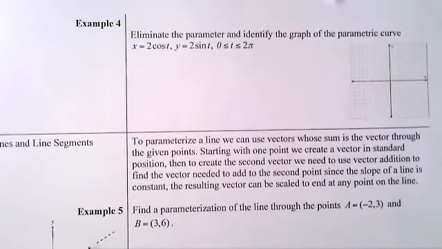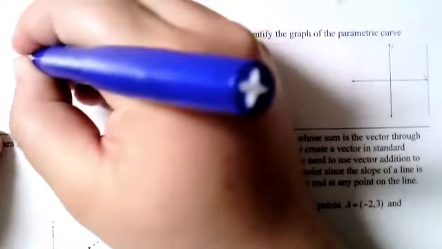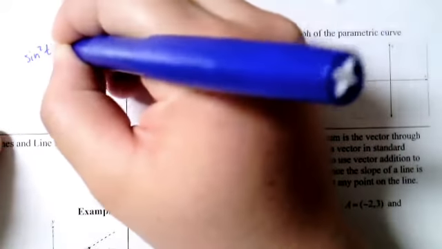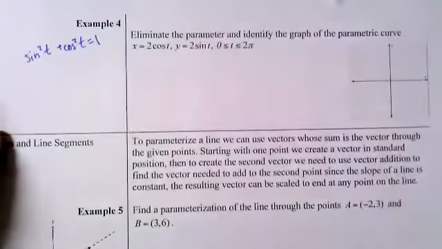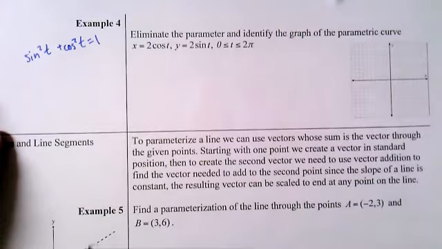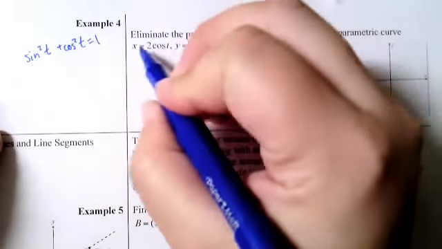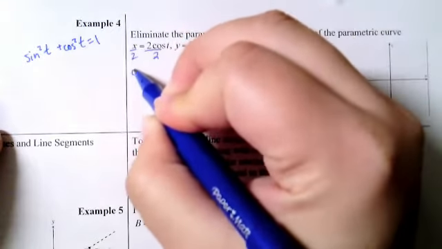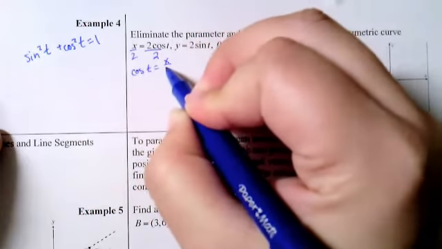On the next page, example 4, we're doing the same thing, except this time our parameters are in terms of sine and cosine. And anytime we have our parameters in terms of sine and cosine, the most straightforward way to substitute for t is to use the Pythagorean identity number 1. So we're going to use sine squared t plus cosine squared t equals 1. That means I'd like to solve for sine and cosine. So for here, to solve for cosine, divide both sides by 2. Cosine is x over 2.